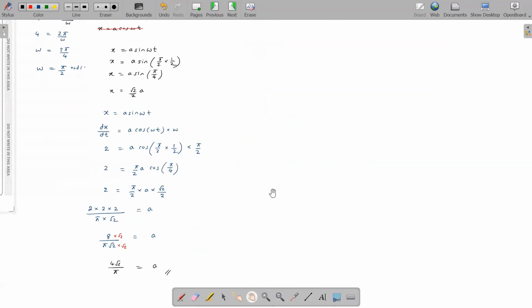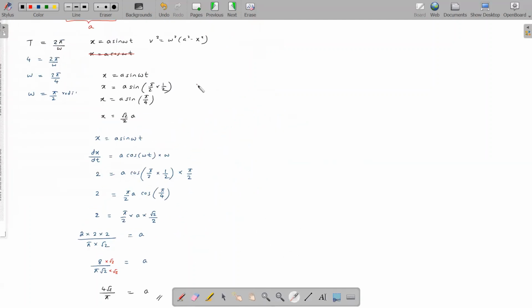Okay, the other way to get the same answer would be by using v squared equals omega squared times (a squared minus x squared), the other method. So in the other method, you use v squared equals omega squared (a squared minus x squared). v is the speed, which is 2, so 2 squared is 4. You can write omega is pi over 2, so (pi over 2) squared.